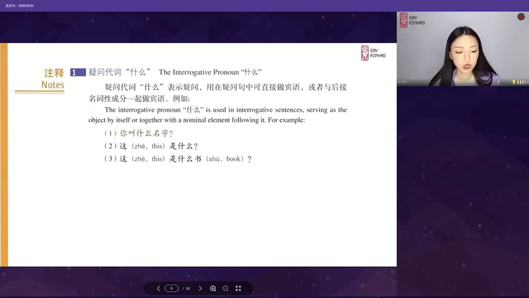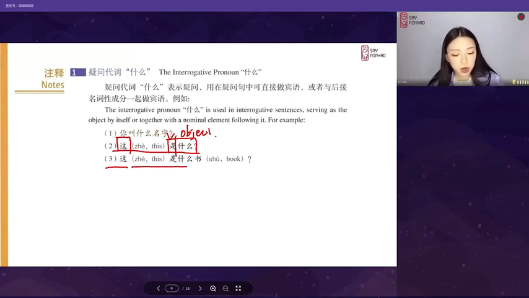Now next is 这是什么? For 是什么, we all know what this means, but for 这, read after me, please. 这, 这 means this. So 这是什么 actually means what is this? In this sentence, 这, this, acts as the subject. And 是, as usual, is the verb, and 什么 is the object by itself. Okay, next sentence, another 这, 这是什么书?